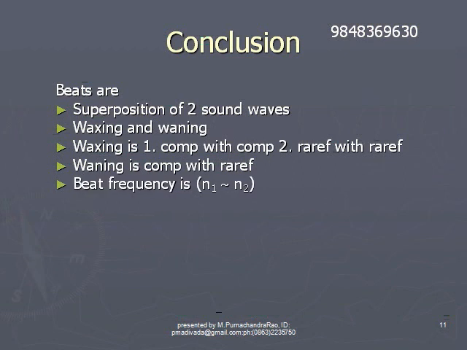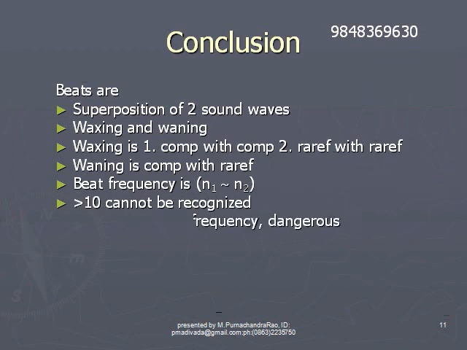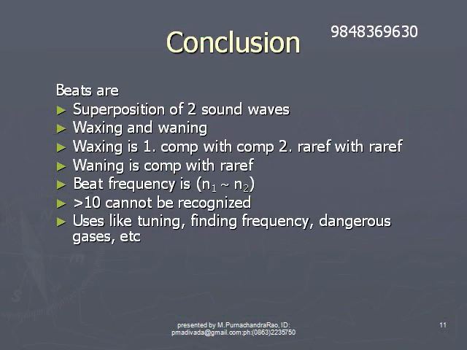Whenever a compression meets a compression, waxing will be produced. Whenever a rarefaction meets a rarefaction, waxing is produced. And waning is produced whenever a compression meets a rarefaction. If N1 and N2 are the frequencies of the individual waves, then the beat frequency is the difference of N1 and N2.